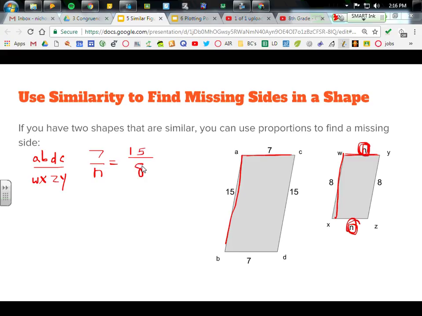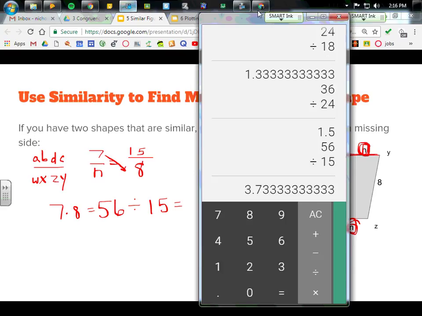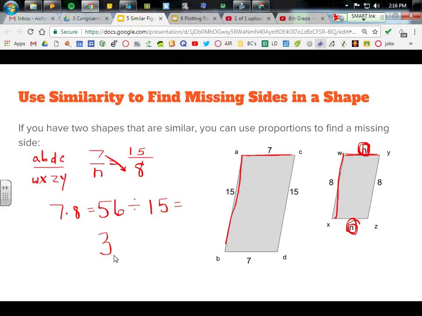15 over 8. All right, now to solve for proportions, if you remember, you cross multiply and divide. So we're going to start by multiplying 7 by 8. 7 times 8 equals 56. And then we are going to divide by 15. All right, and this is going to give us our missing side. 3 73/100 is going to be our missing side. All right, let's practice a few more.